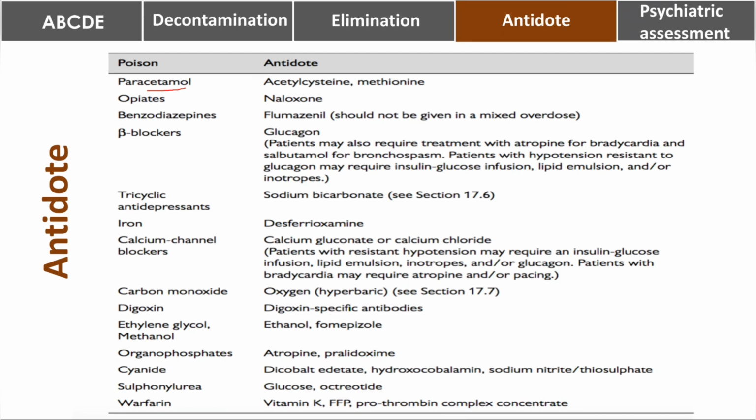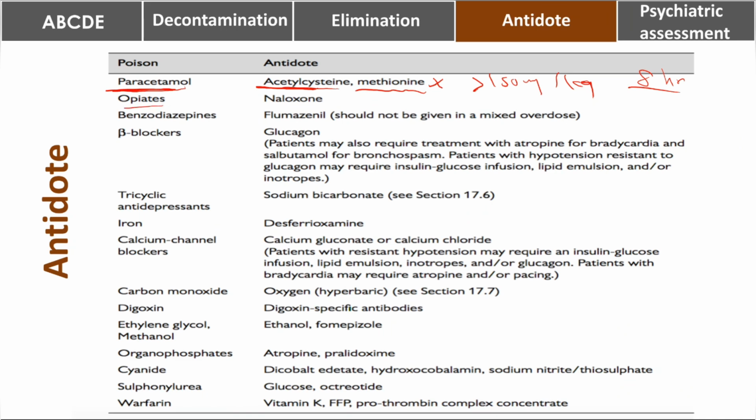For example, in paracetamol you may give N-acetylcysteine. Now methionine is no more indicated. Acetylcysteine is indicated if more than 150 milligram per kg has been taken. It should be started within the first 8 hours. It is better to check the paracetamol level before giving this drug. We will have a special lecture about paracetamol and how you give this antidote.